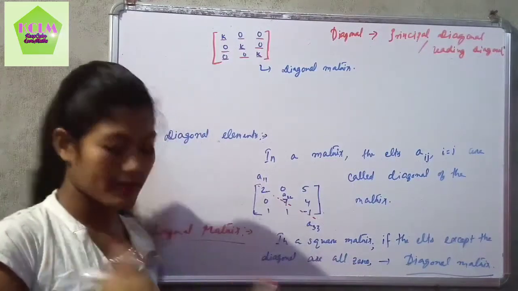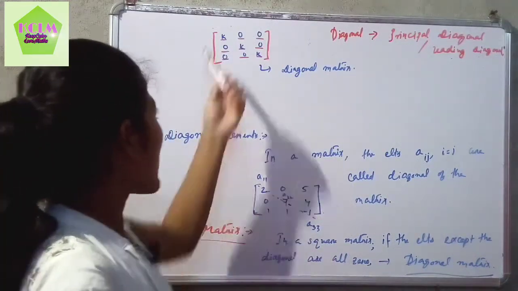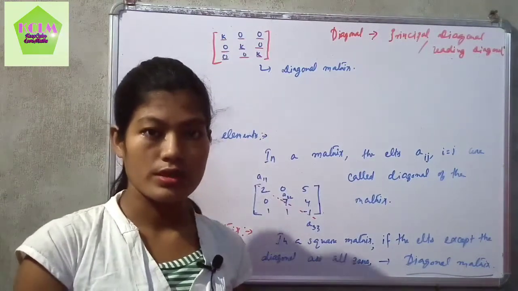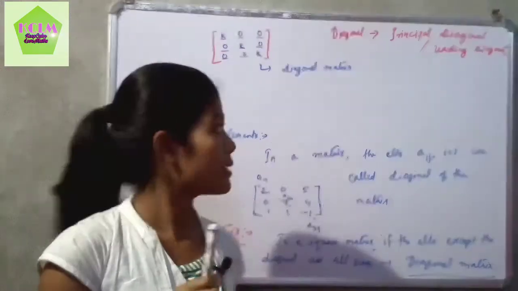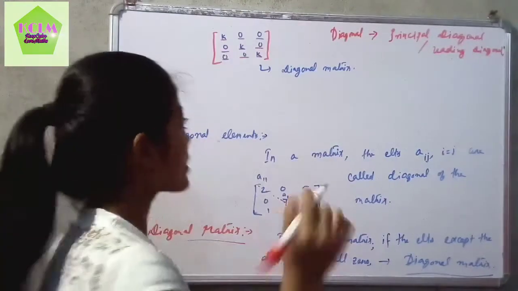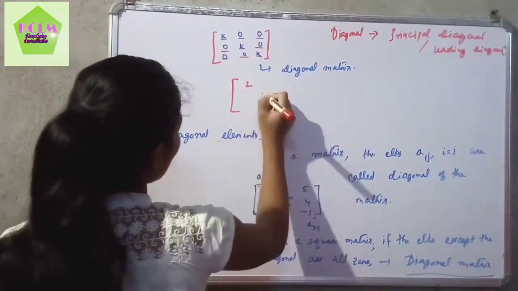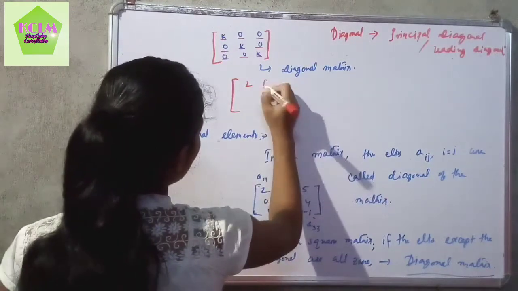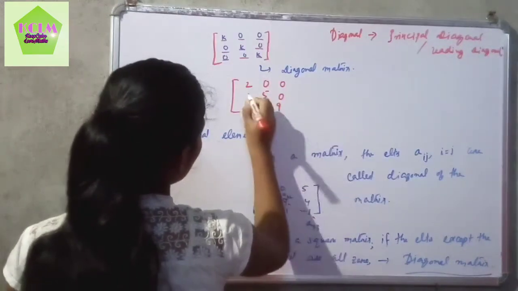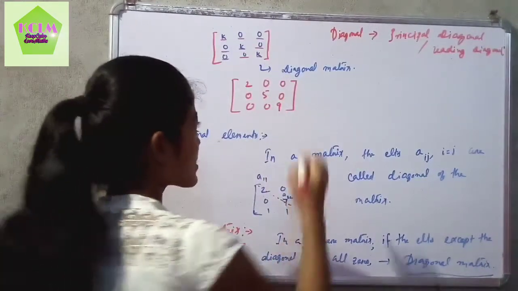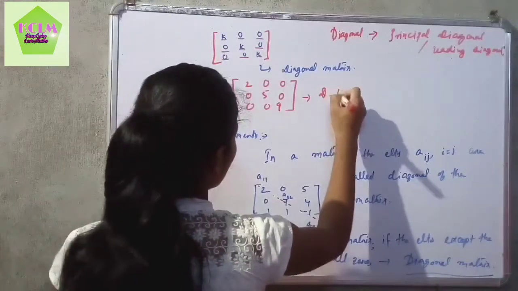So diagonal matrix, we will call it a diagonal matrix if the elements other than the diagonal elements are all 0. Another example of that, suppose here 2, 5, 9 and these other elements are 0. So this is also an example of diagonal matrix.